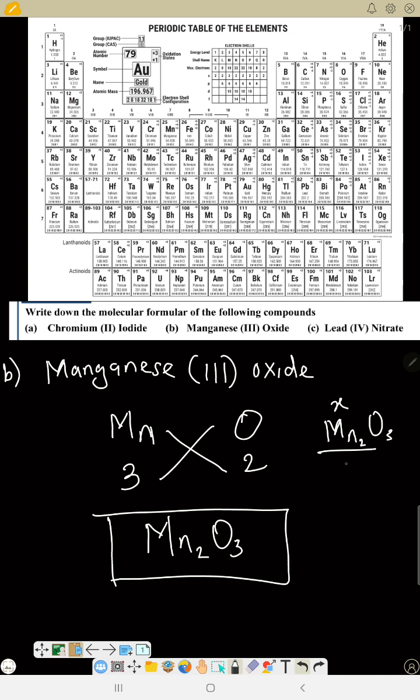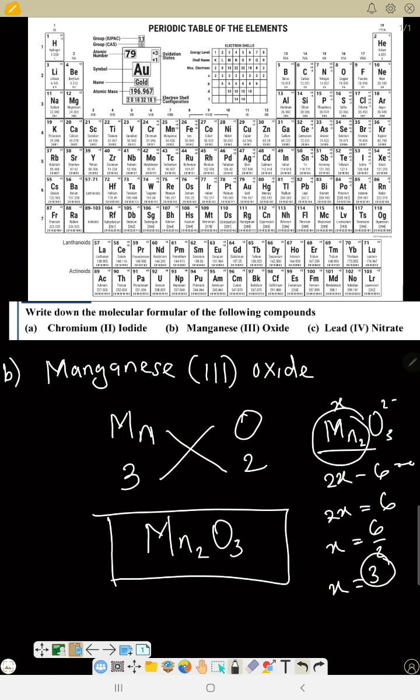So now X, oxygen is 2 minus, so this will be 2X minus 6 equals 0, 2X equals 6, X equals 6 over 2, X equals 3. So the valency of manganese here is 3, so it's now manganese 3 oxide, I'll call it. So now let's move to the next one.